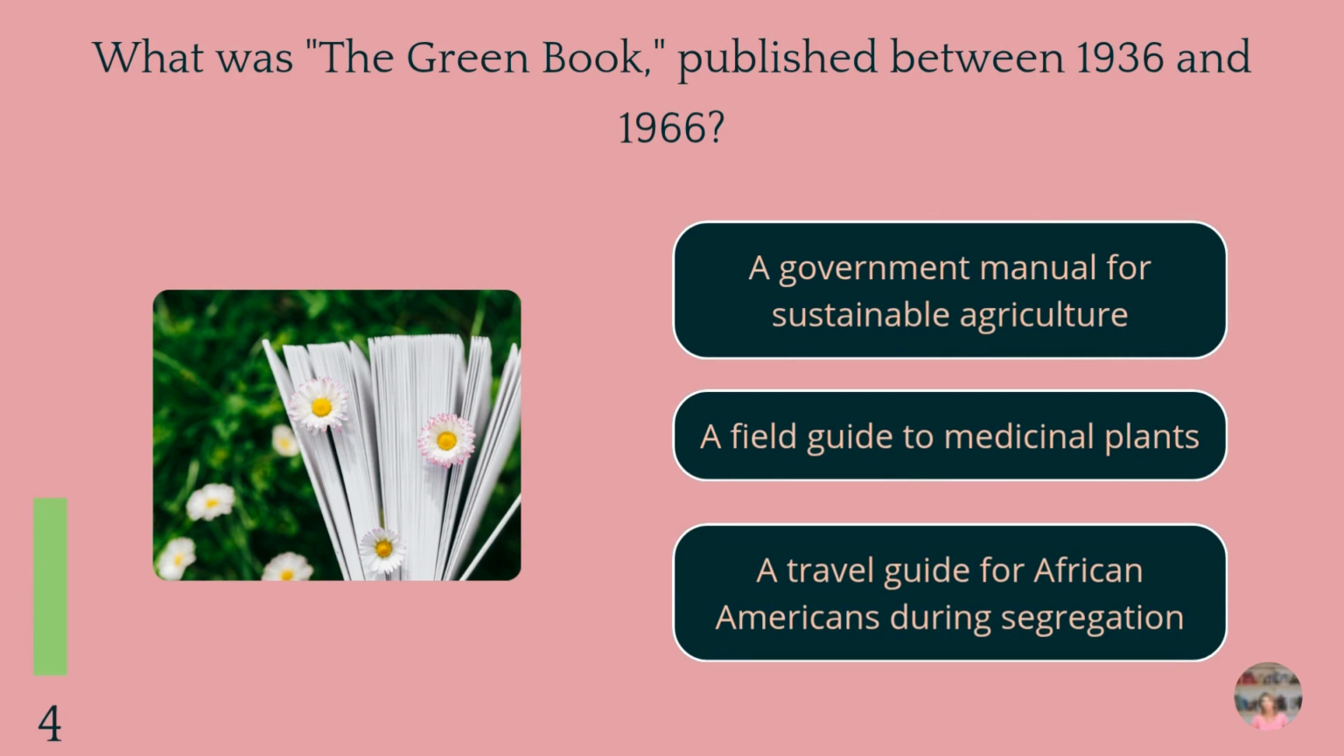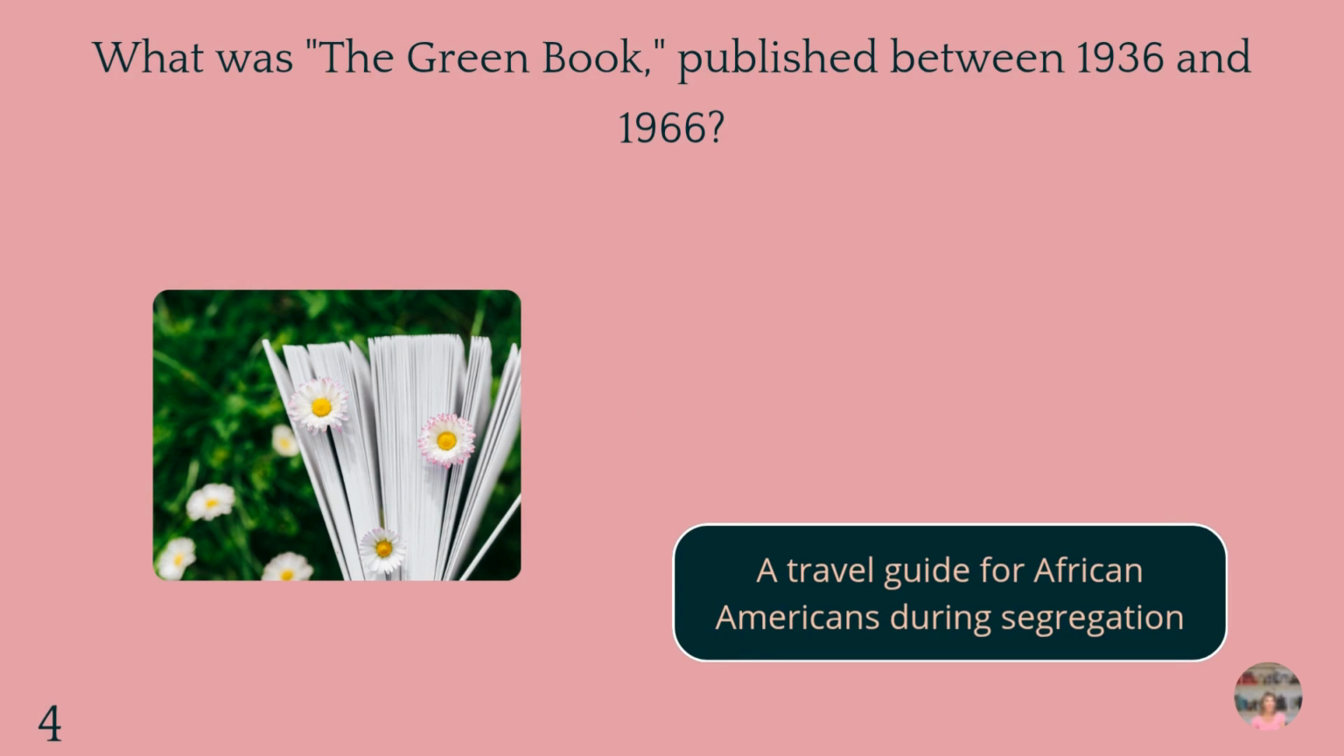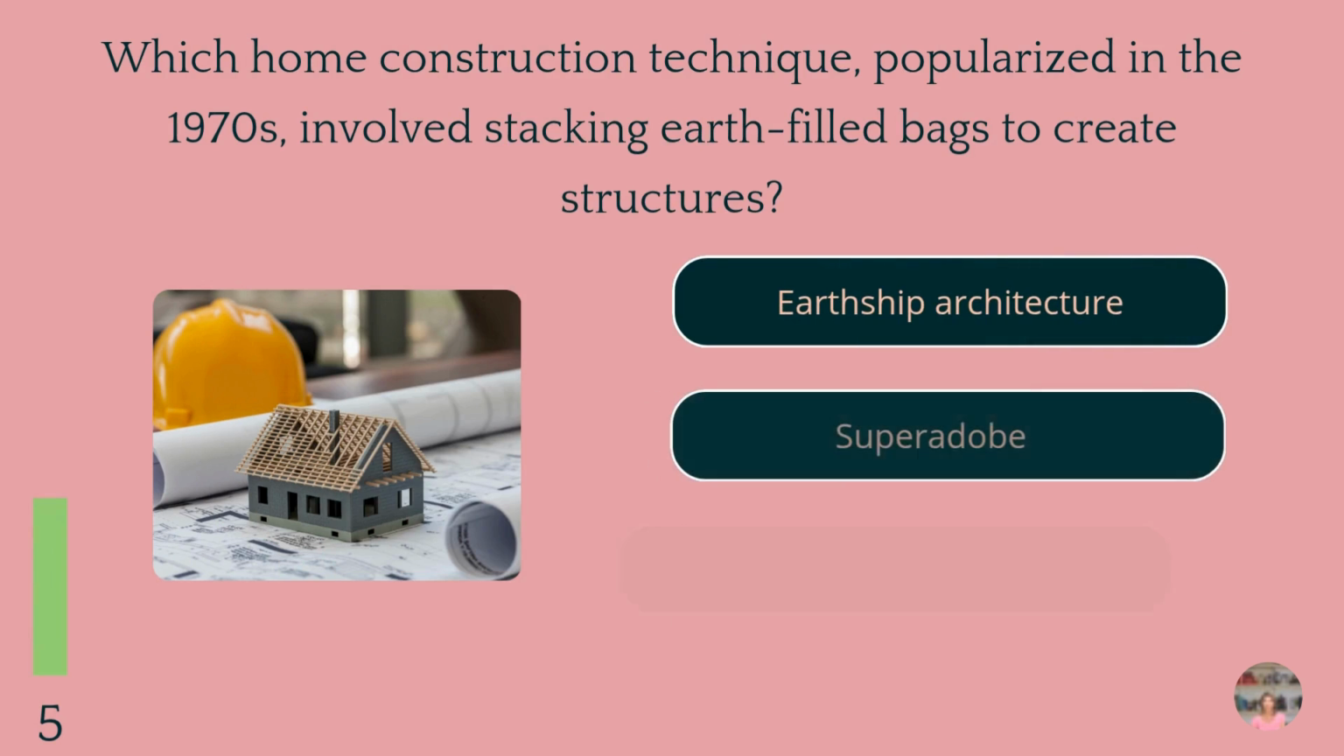What was the Green Book, published between 1936 and 1966? A government manual for sustainable agriculture, a field guide to medicinal plants, or a travel guide for African Americans during segregation? A travel guide for African Americans during segregation.